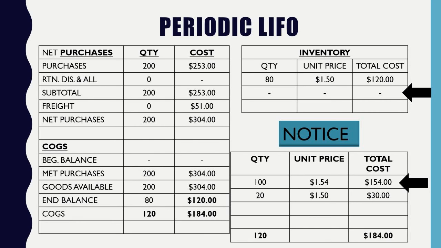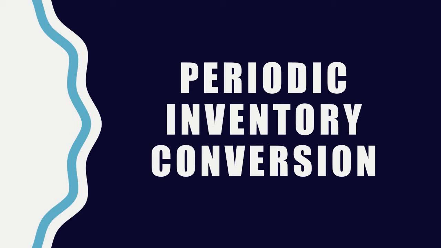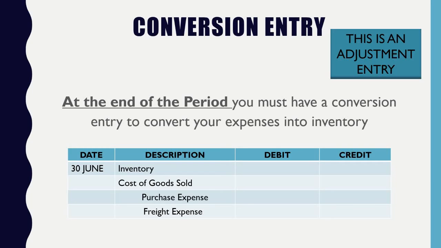Okay. All right. So of course, we have to complete our conversion entry at the end of the accounting period. What we did in that entire table is we solved for how much ending inventory I have, how many items I sold, and what my purchases were, because I need to convert my expenses into inventory.